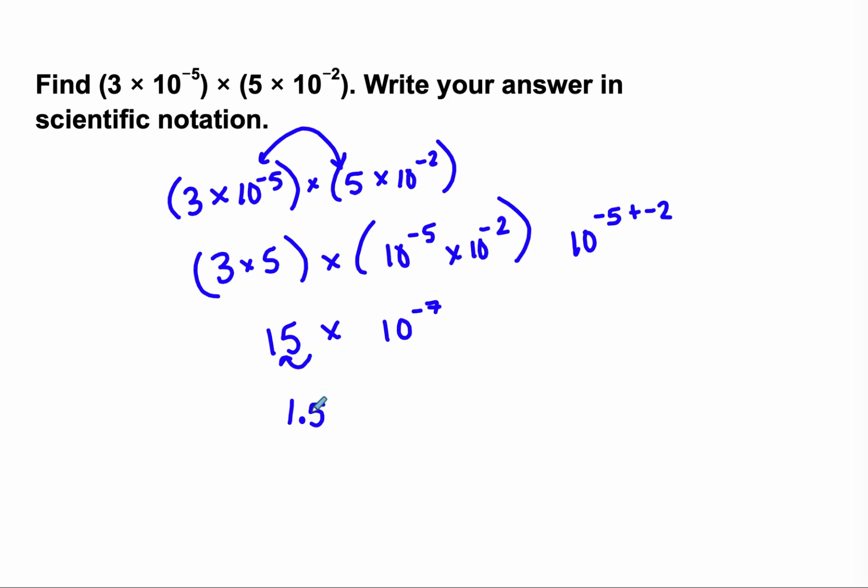I made my number smaller. That means my exponent is getting bigger. So instead of 10 to the negative 7th, it's now going to be 10 to the negative 6th. With negative numbers, the closer you get to 0, the bigger your value.